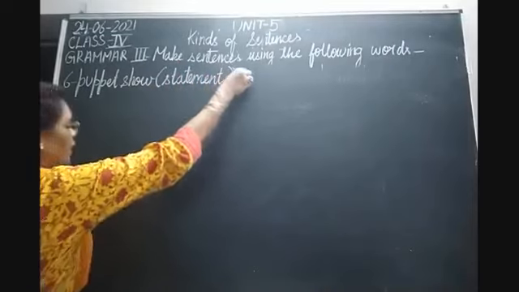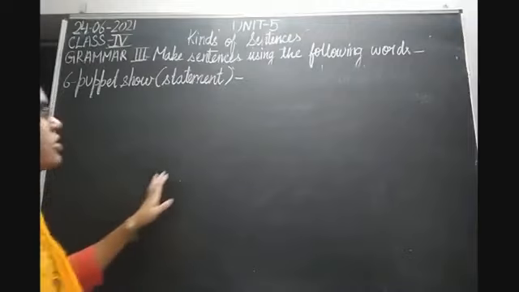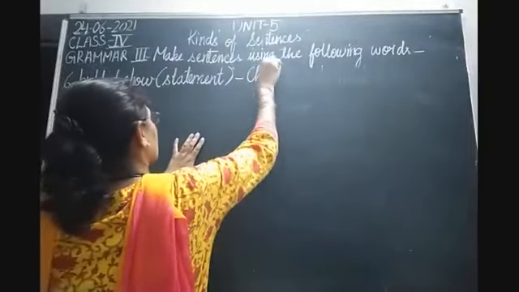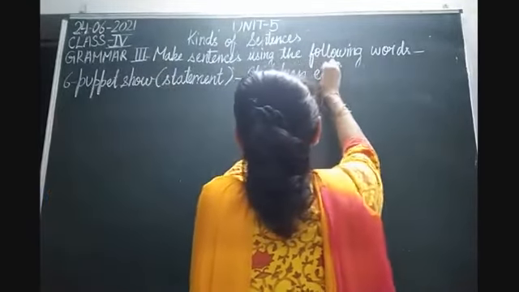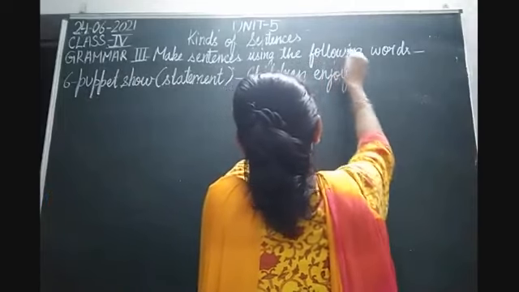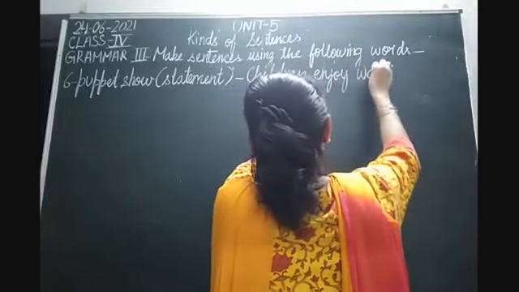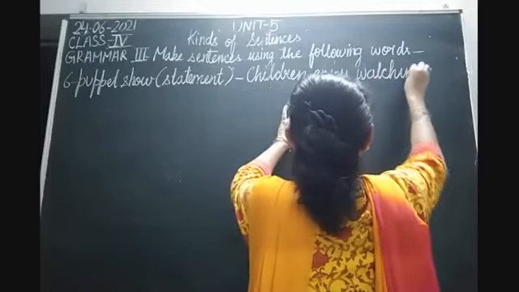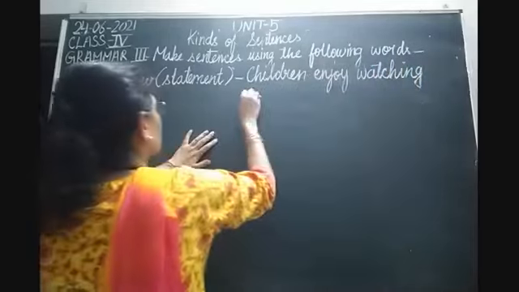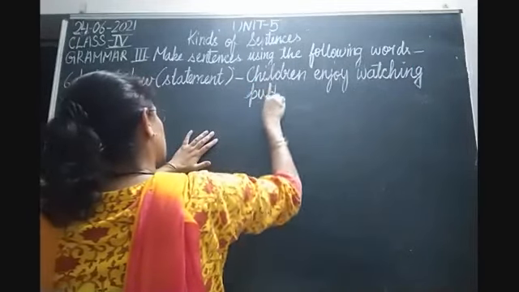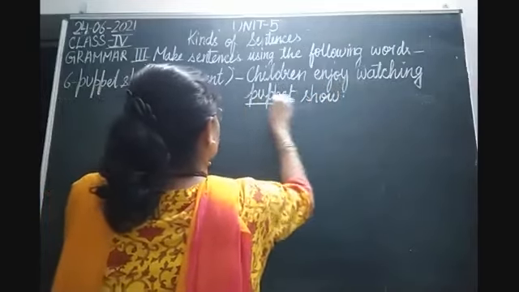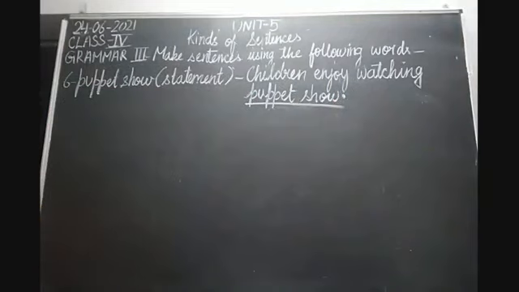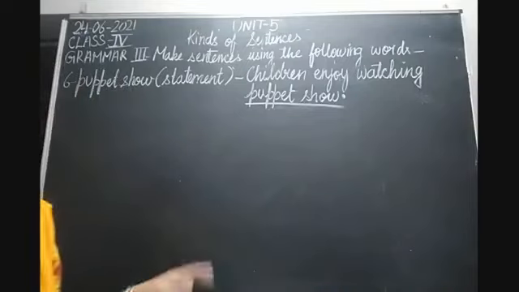So our sentence is, children enjoy watching puppet show. Children enjoy watching puppet show. At the end, full stop. Fine. This is our statement. Children enjoy watching puppet show.